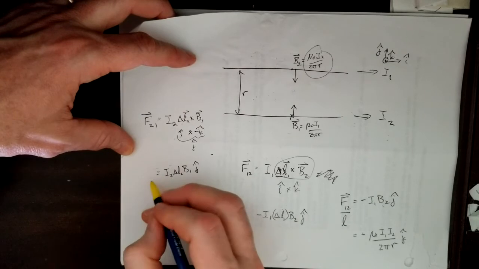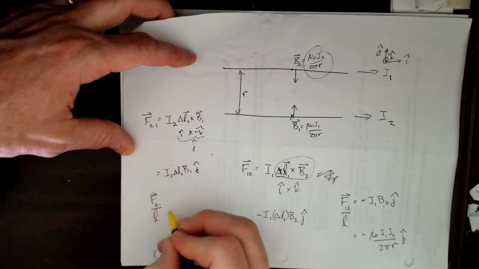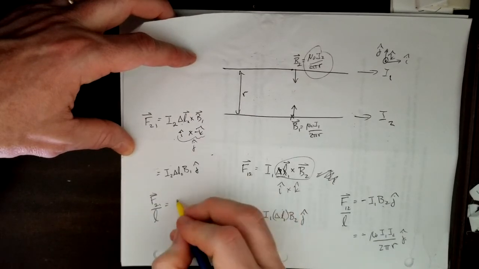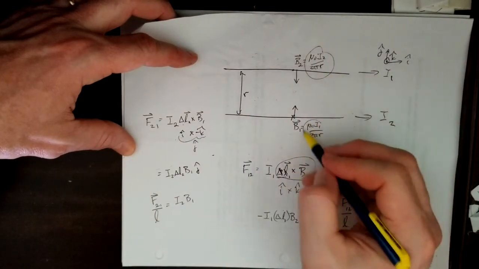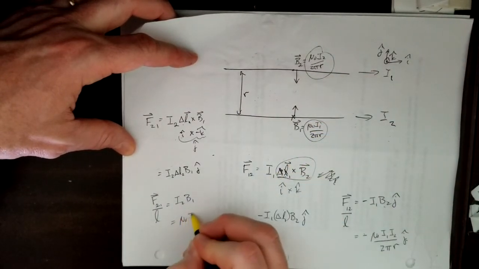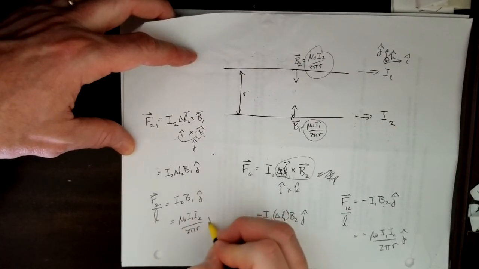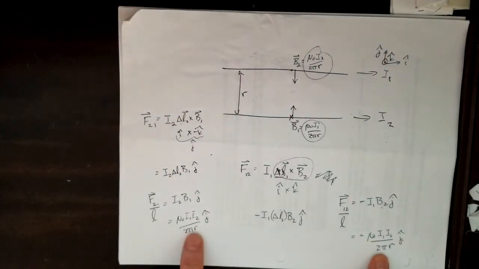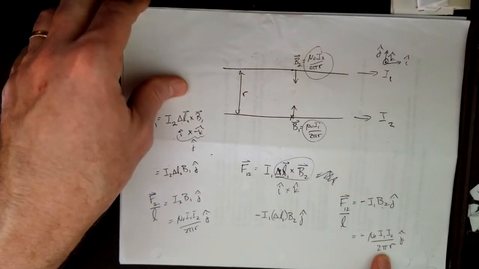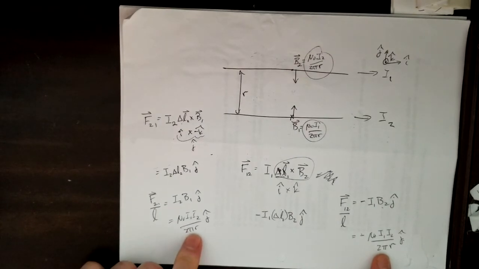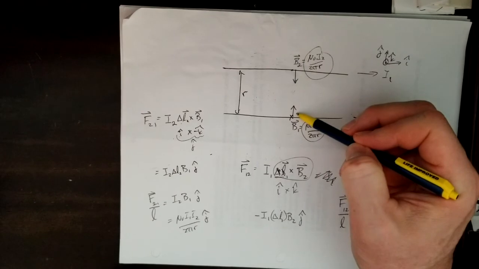And so the force on 2 from 1 per unit length is equal to I2 B1. And B1 we know is that, so this becomes mu naught I1 I2 over 2 pi r. Oh, forgot my J hat there, J hat. Notice that the magnitudes are the same, and they better be. If they're not, then we have some issues here. Why do the magnitudes have to be the same? This is the force on 1 from 2. This is the force on 2 from 1.